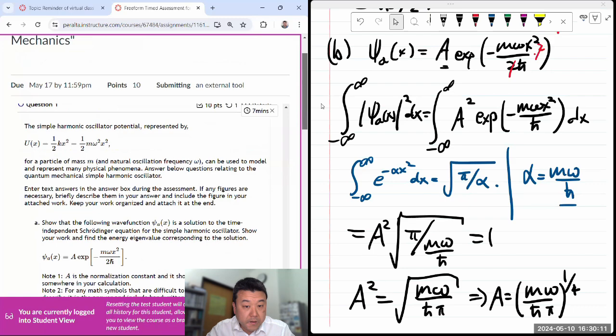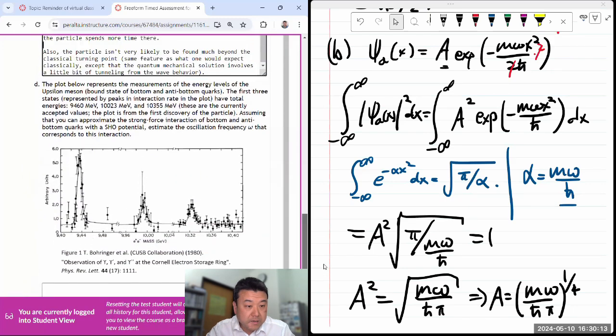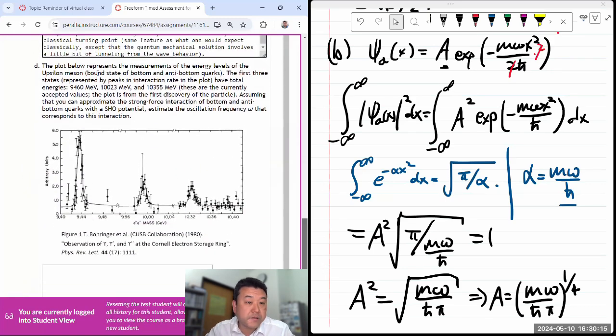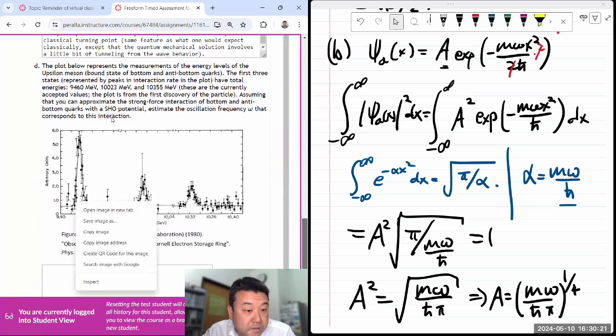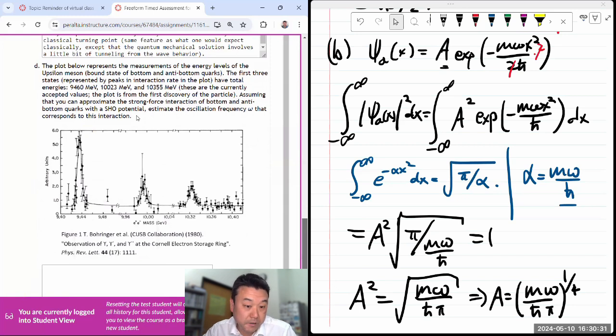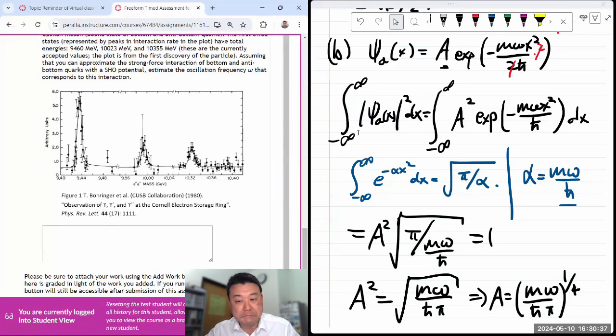So, got 7 minutes. Let's look at this one. The plot below represents the measurements of the energy levels of the epsilon meson. The first three have these energies. Okay. Assuming then strong force interaction at the bottom. All right. Energy levels of the epsilon meson. All right.